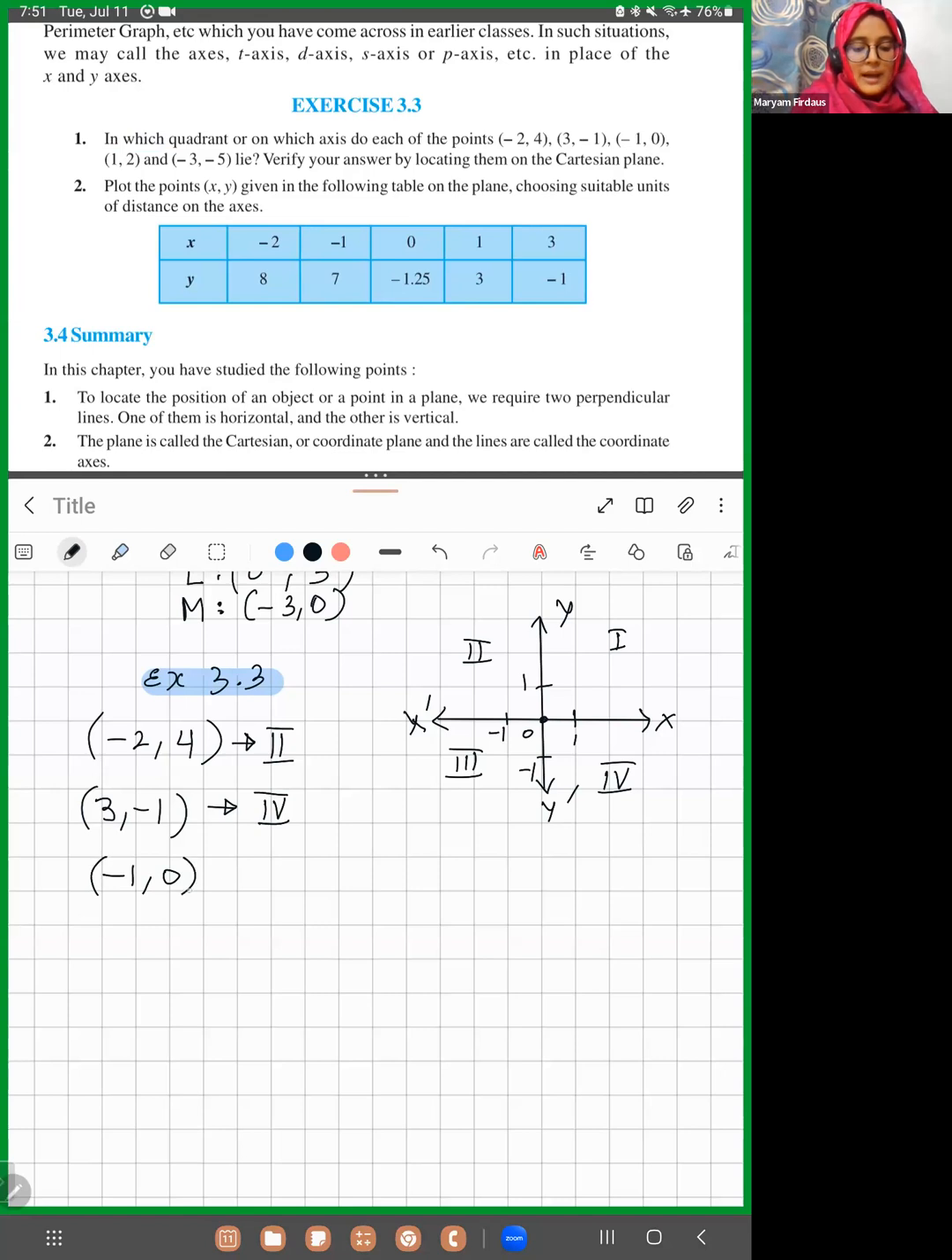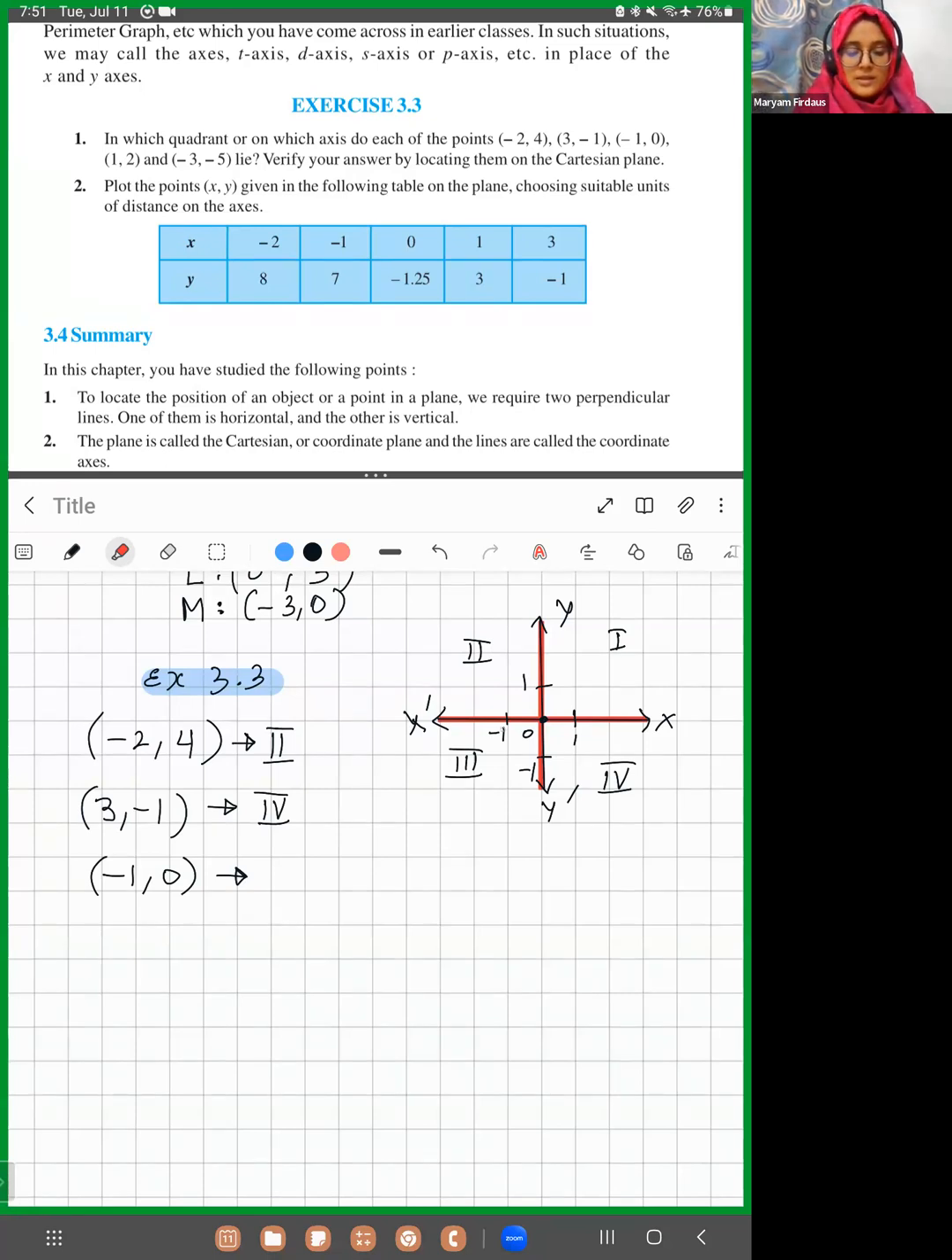Abdul Jabbar, -1 comma 0 lies in which quadrant or which axis? Abdul Jabbar, are you there? Yes, ma'am. Okay, Abdul Rahman, where does it lie? It lies in the second quadrant. It does not lie in any quadrant. No? X-axis.